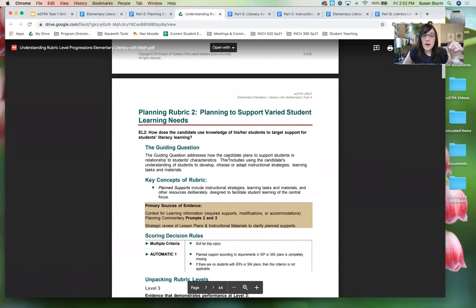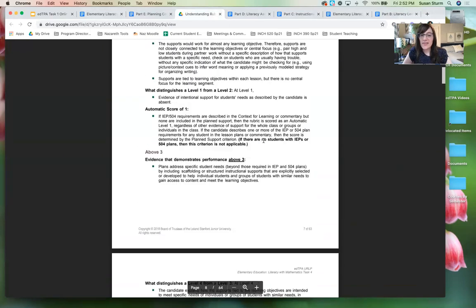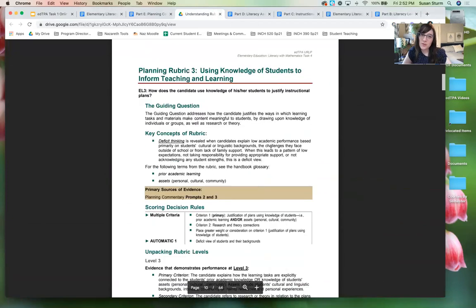this one is all about planning to support the varied student learning needs. That's Rubric 2. And the question for Rubric 2 is, how does the candidate use knowledge of his or her students to target support for students' literacy learning? And then I actually score number 3 first, because the topic of number 3 is using the knowledge of your students to inform your teaching and learning. And the question is, how does the candidate use the knowledge of his or her students to justify instructional plans?